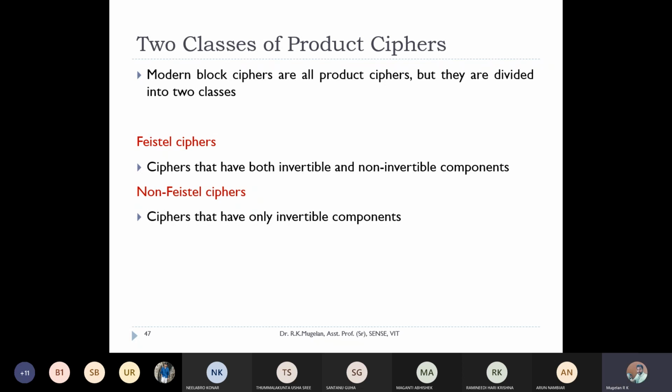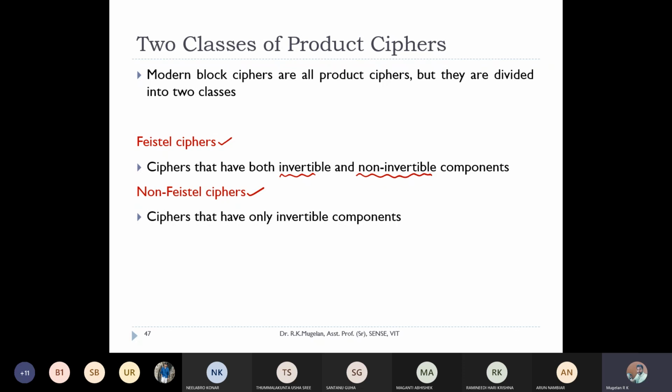If we take modern day block ciphers, we can classify them under two categories called Feistel cipher and non-Feistel cipher. So what does this term mean? Feistel ciphers are block ciphers, but they will have components of both invertible and non-invertible property. The components which have been used, like we just saw 6 components, starting from P boxes, S boxes, XOR operation, circular shifting, swapping, split and combine. These components have both invertible property as well as non-invertible property.